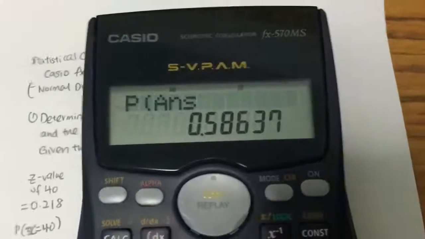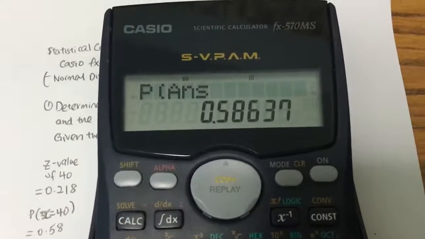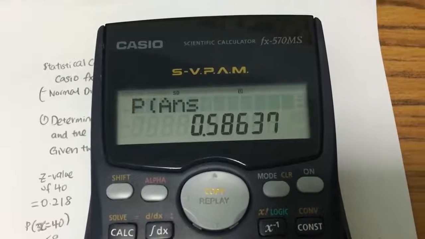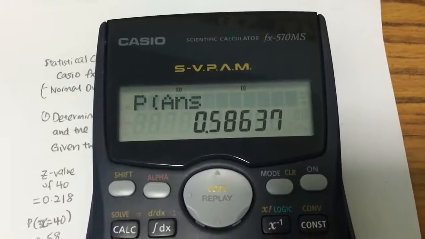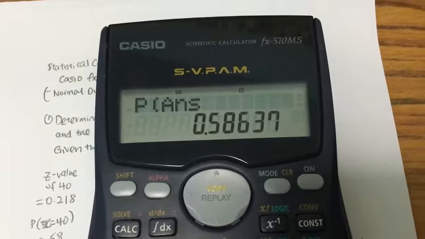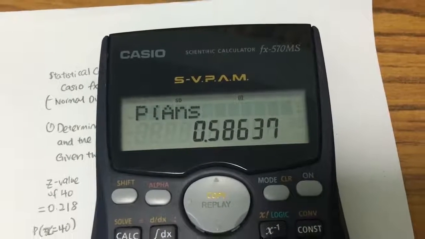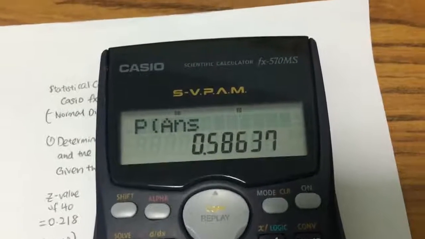So I hope that you will be able to know how to use this fx570ms after I have educated you on how to actually use it to determine the z-value as well as the probability of a particular value.